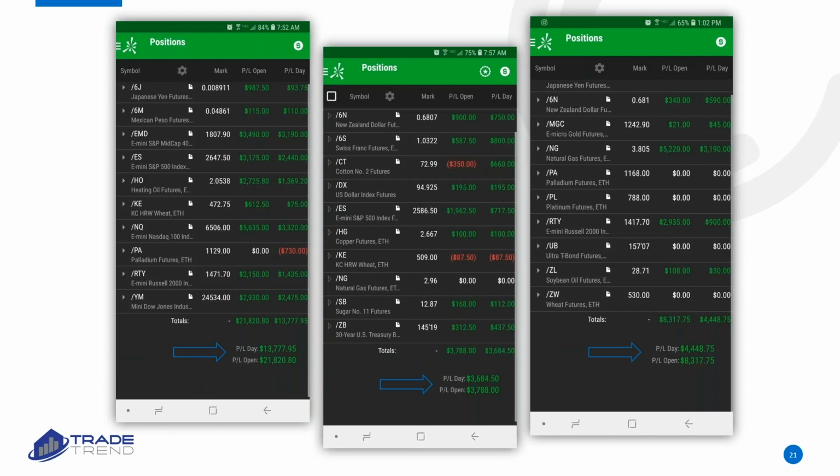Again, I'm not trying to brag here. I'm just showing you what you can do with Trade Trend, what's possible. Okay, so these are all just single contract futures positions. That's it. Taking the Trade Trend signals. That's it.